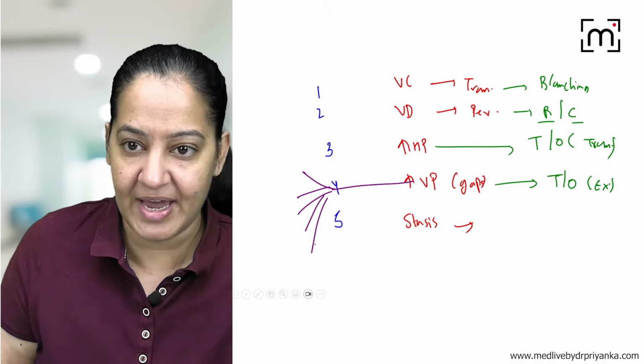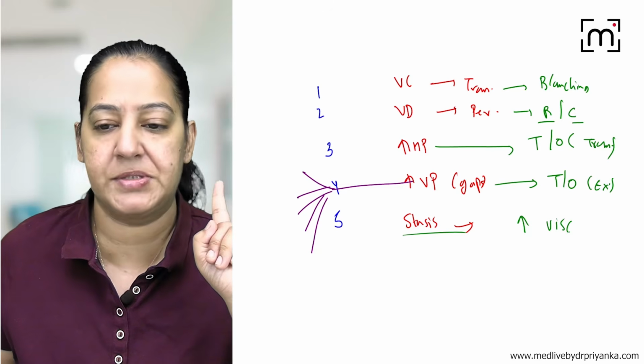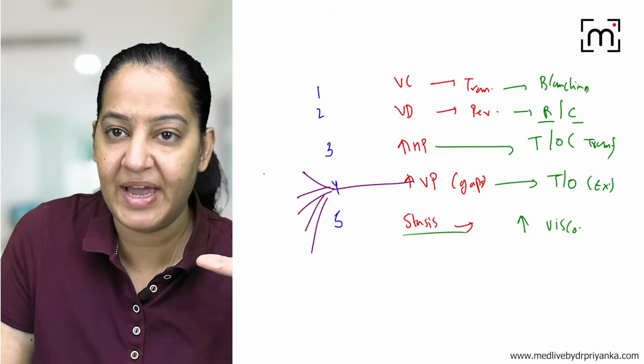You may be knowing the 5 mechanisms we have discussed, and the last one is the stasis. Stasis leads to increased viscosity. You want me to revise these 5 mechanisms again?